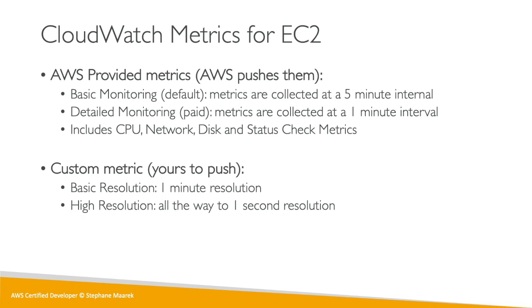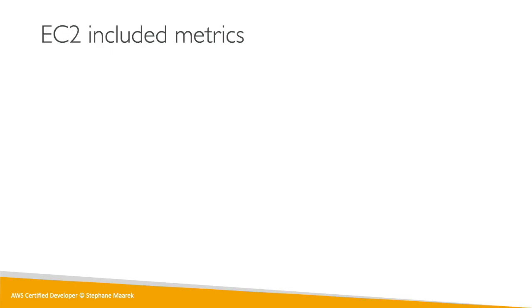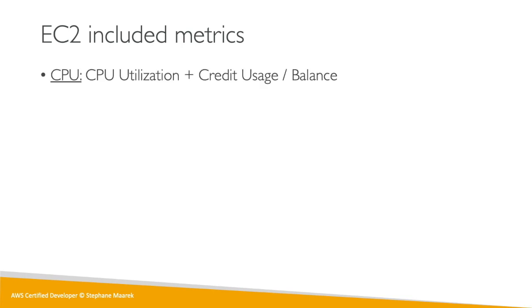The custom metrics for EC2 you may want to push include RAM or application level metrics, for example. If you do that, you have to make sure that your EC2 instance has an IAM role that allows it to push metrics to CloudWatch. So all the metrics included for EC2, you need to know them. The first metric you need to know is CPU. We will get the CPU utilization as a metric, and also, in case we have T2 or T3 instances that do burst, we can get the credit usage for the burst and the credit balance.